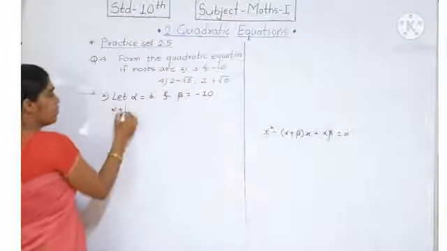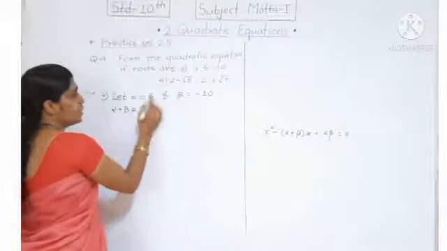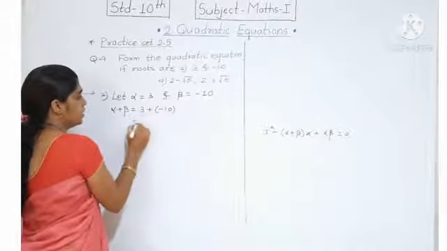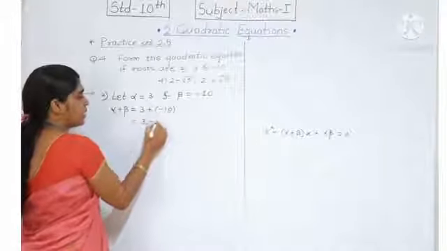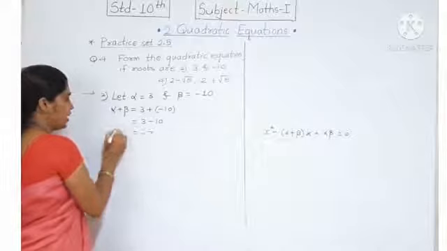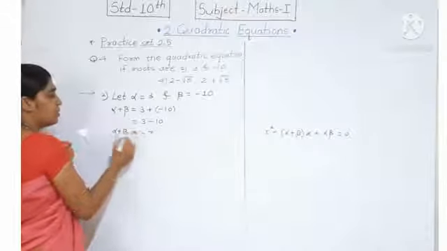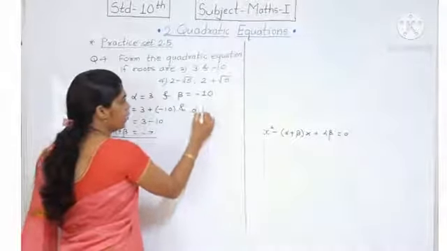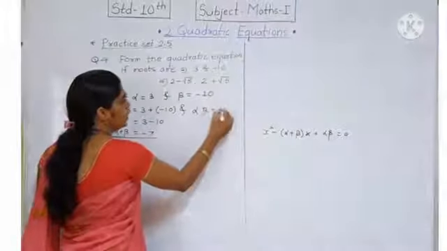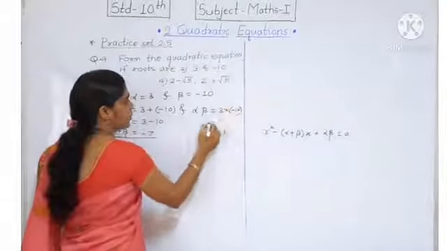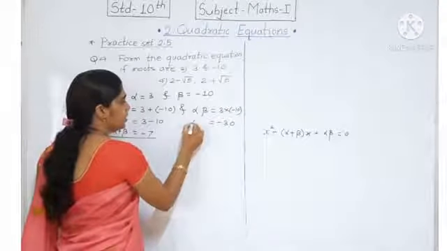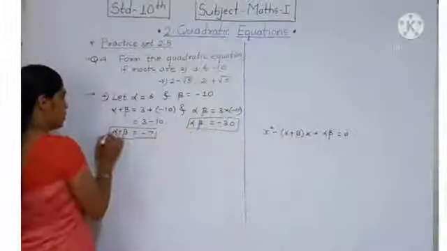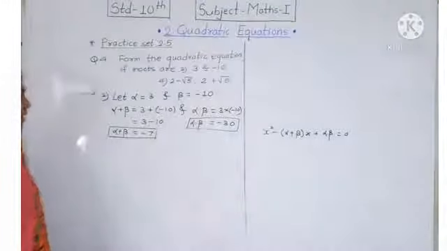So calculate alpha plus beta. What is alpha plus beta? 3 plus minus 10 is equal to minus 7. Alpha plus beta we get minus 7. And alpha into beta, calculate 3 into minus 10, that is minus 30. Alpha into beta you get minus 30, and alpha plus beta you get minus 7.